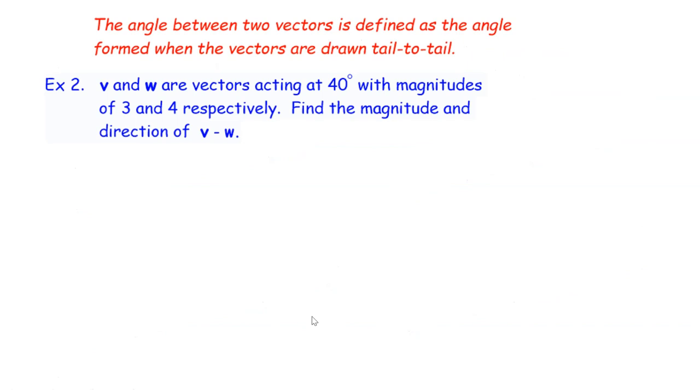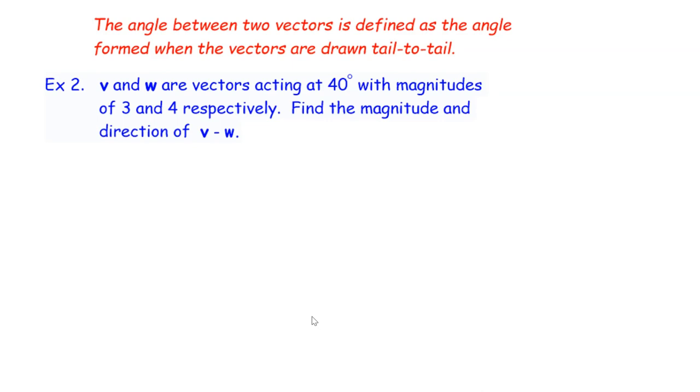V and W are vectors acting at 40 degrees. So meaning 40 degrees is between the two tails of the vectors, right? Where the two vectors are meeting each other is where the 40-degree angle is. So if two vectors are acting at 40 degrees with magnitudes of 3 and 4 respectively, find the magnitude and direction of V minus W.